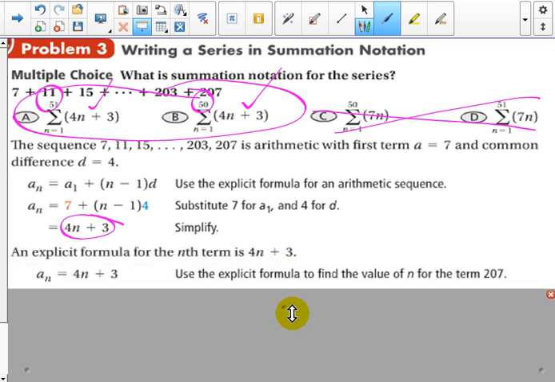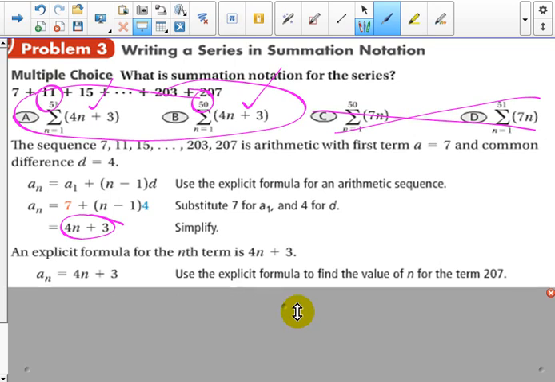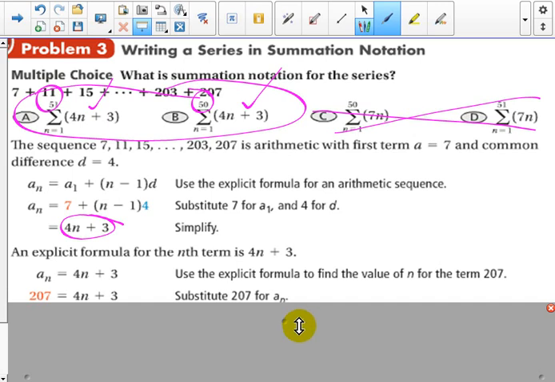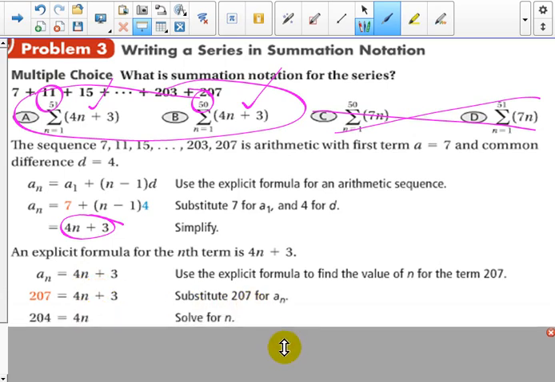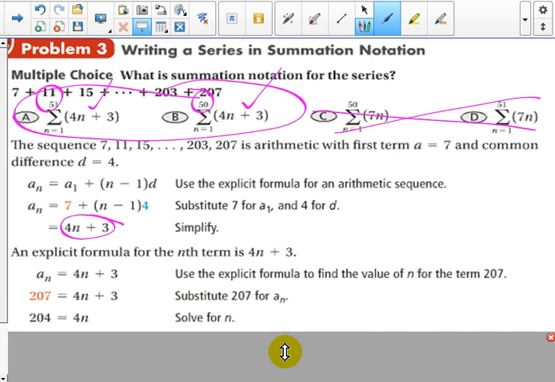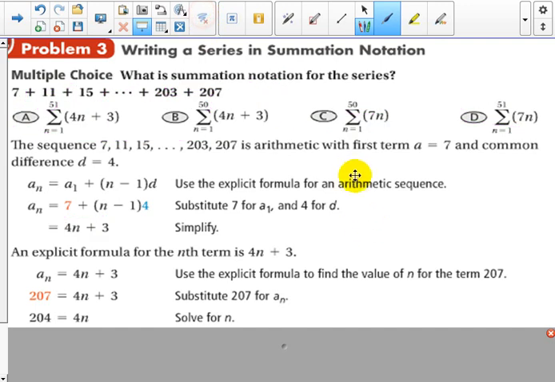So now we're going to use our explicit formula again to find the value of n for the term 207. We know the formula a sub n equals 4n plus 3. So now we know that last term, 207, is equal to 4n plus 3. Now we're just going to solve for n. Subtract 3 from each side and then divide each side by 4, and we get the number of terms, n, is equal to 51. So we have 51 terms. That means that A is our correct answer.